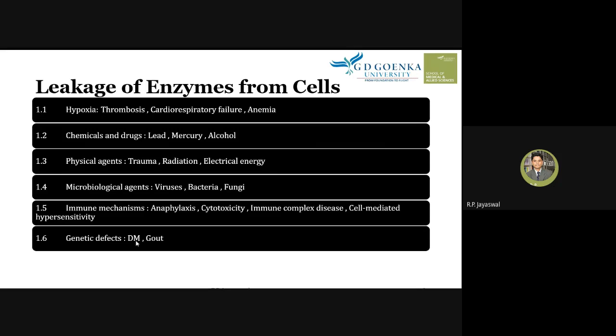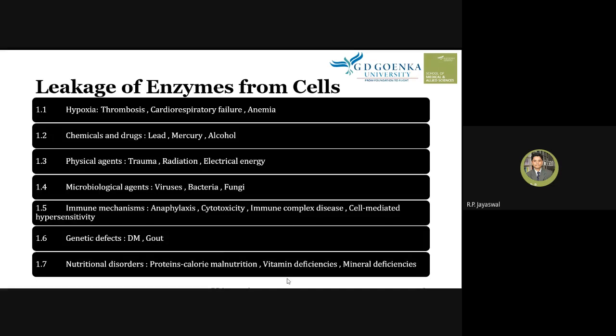Some genetic defects, like diabetes mellitus or maybe the GOT, can increase the release of enzymes from the cell. Next is nutritional disorder, a malnutrition-like condition: protein-calorie malnutrition, vitamin deficiency, or mineral deficiency. Because of this, there may be a lack of nutrients in the cell, and the leakage of enzymes may be more than the normal condition, so there will be more enzyme in the blood.